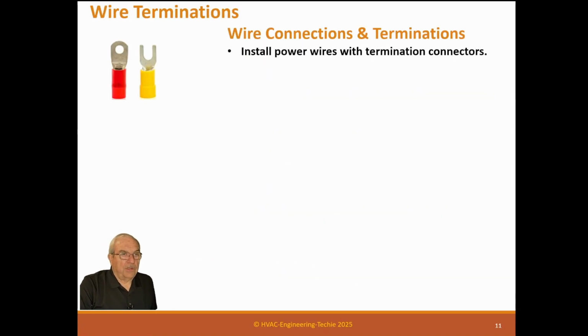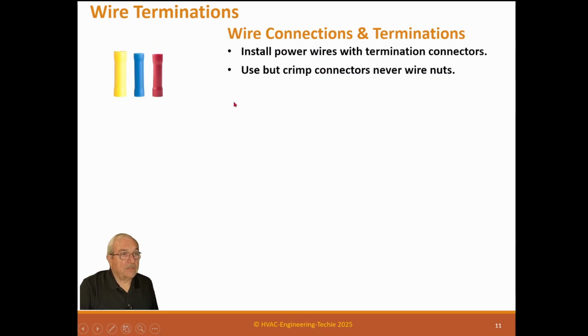Okay, wire terminations. Install power wires with termination connectors, or if you have a controller that has special terminal connections where you pull out a connector that has a screw, you unscrew it and stick the wire in it and screw it back, that's fine. That's the kind of connectors to have. But if not, if they have just ones where you'd have to stick a wire under a screw and tighten it down, without a special adapter for that, then you use these kind of connectors.